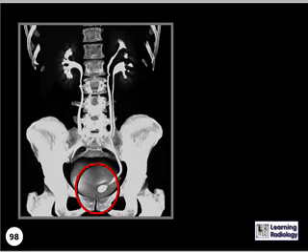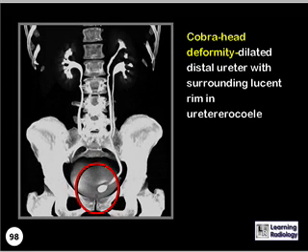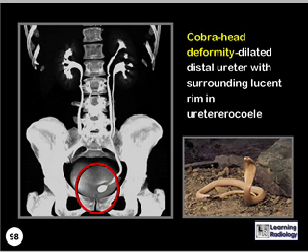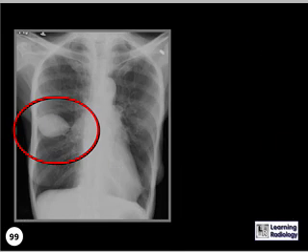This is the cobra head deformity, which is the dilated distal ureter with surrounding lucent rim seen in a ureterocele and named after the appearance of a cobra. What does this appearance depict?